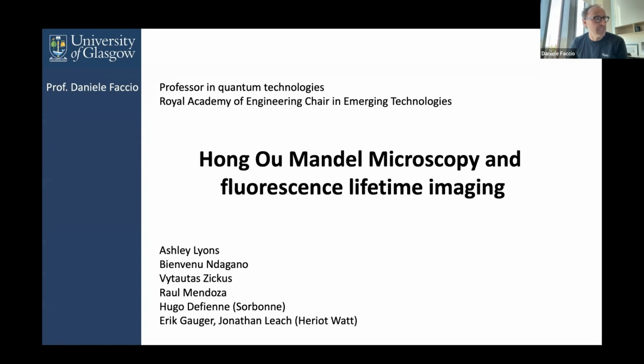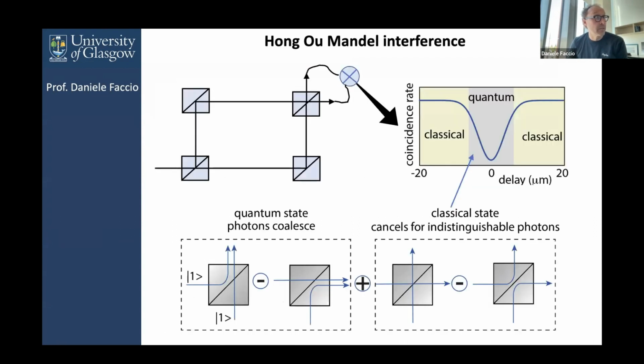I'll dive straight in the deep end and start talking straight away about Hong-Ou-Mandel interference, which basically is an interference effect between indistinguishable photons. These photons can be entangled, but they don't have to be. What they have to be is indistinguishable at a quantum level, which means that in all their degrees of freedom, they have to be identical.